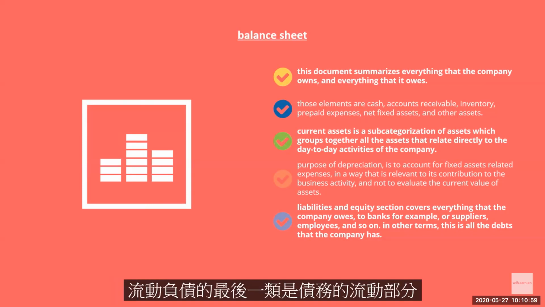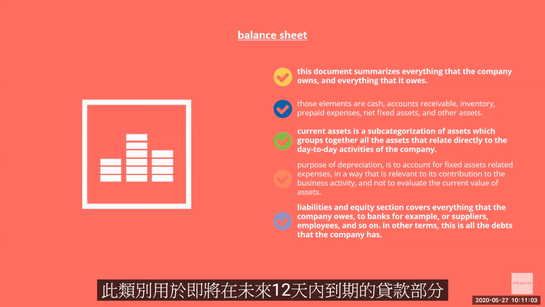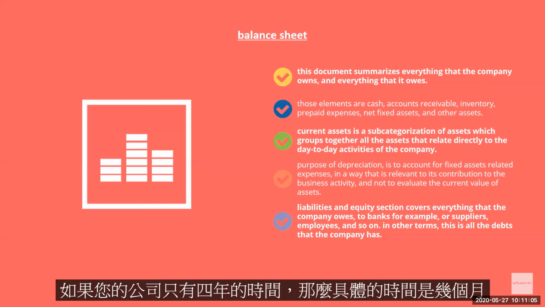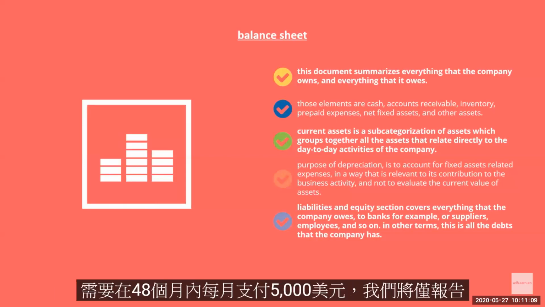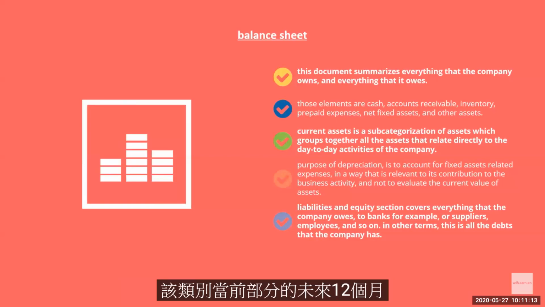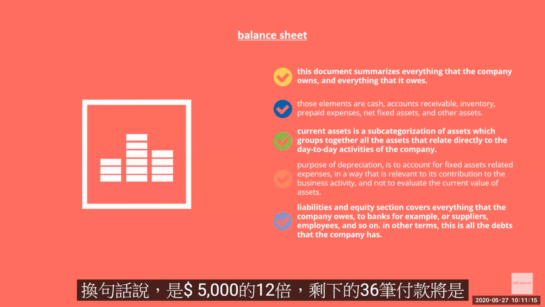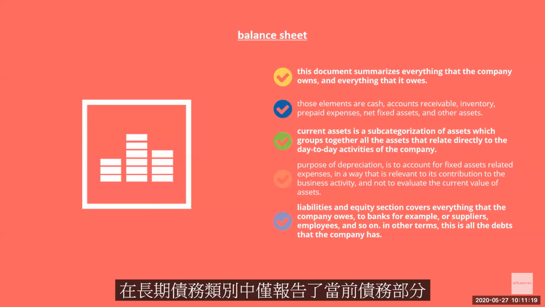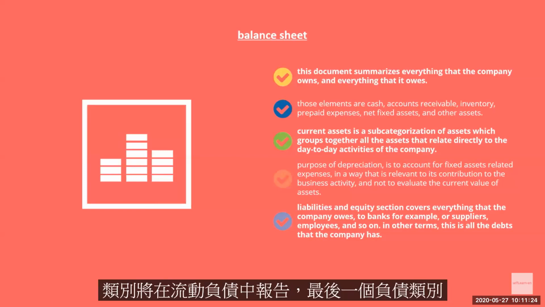The last category of current liabilities is current portion of debt. This category is for the portion of loans that is due within the coming 12 months. To be concrete, if your company has a 4-year loan in place and it needs to pay $5,000 per month for 48 months, we will be reporting only the next 12 months in the current portion of debt category. In other words, 12 times $5,000. The remaining 36 payments will be reported in the long-term debt category. Only the current portion of debt category will be reported in current liabilities.